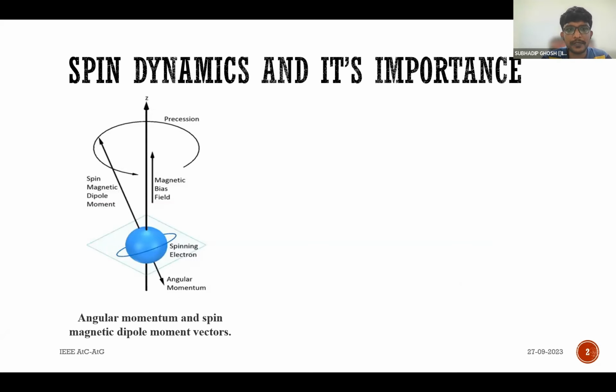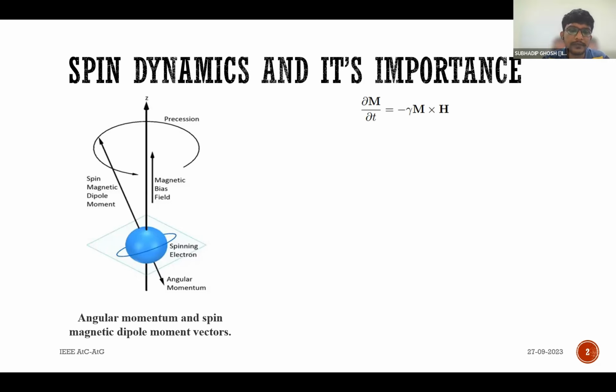When we put an electronic spin in a uniform magnetic field, it will precess around the field direction. So in terms of the torque equation, we have an equation of motion, which is like this, where H is the applied magnetic field or effective magnetic field, and M is the magnetization.